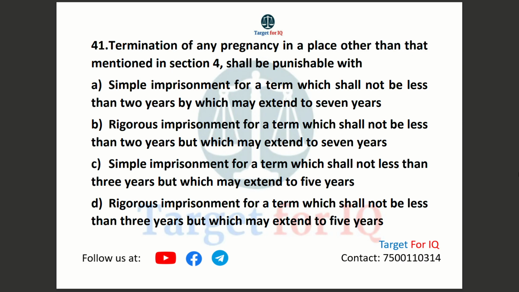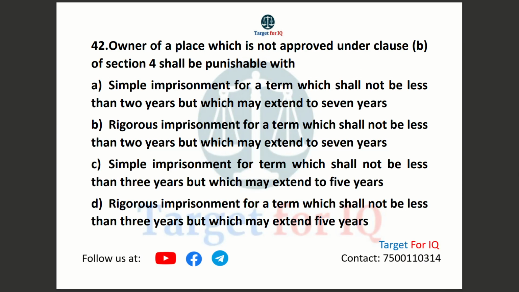Simple imprisonment for a term which shall not be less than 2 years but which may extend to 7 years. Option B. Rigorous imprisonment for a term which shall not be less than 2 years but which may extend to 7 years. Option C. Simple imprisonment for a term which shall not be less than 3 years but which may extend to 5 years. And option D is rigorous imprisonment for a term which shall not be less than 3 years but which may be extended to 5 years. So the correct answer to question number 41 is option B. That is rigorous imprisonment for a term which shall not be less than 2 years but which may extend to 7 years.